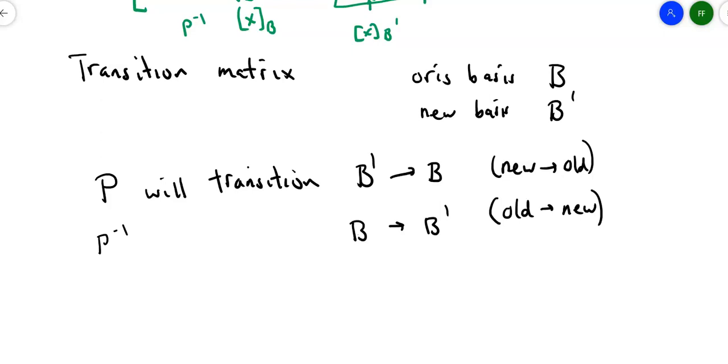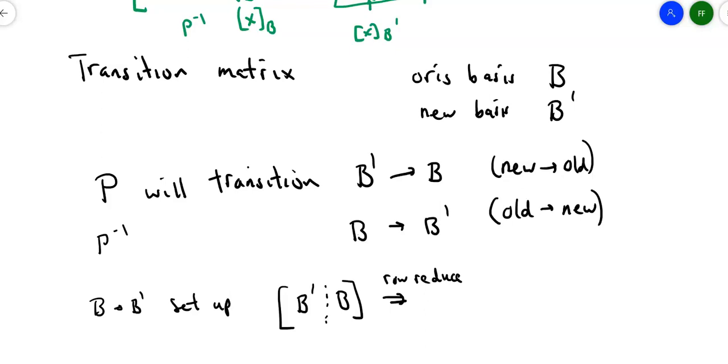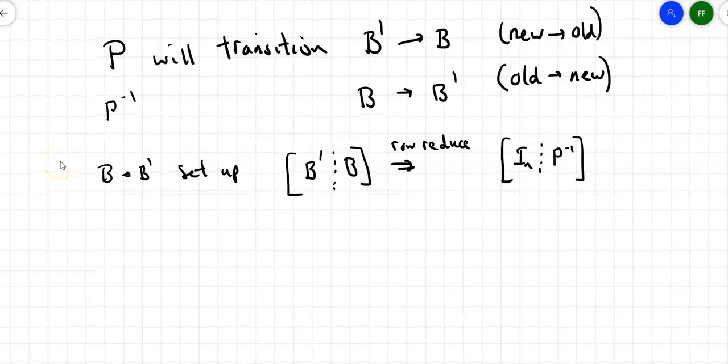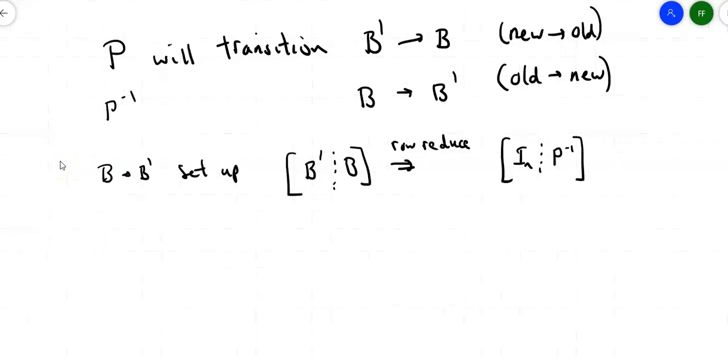So suppose you've got two bases and you want to transition from B to B prime, then set it up to go from B to B prime. You're going to set up an augmented matrix that looks like this. The B prime goes first, the B goes second, and then you row reduce. You row reduce it until you get the identity matrix on one side, and what's on the other side will be P inverse, and that is the transition matrix. And the book has a whole set of theories and explanations with A sub n's and V sub n's and U sub n's, but this is the basic setup of it, and we will work an example or two.